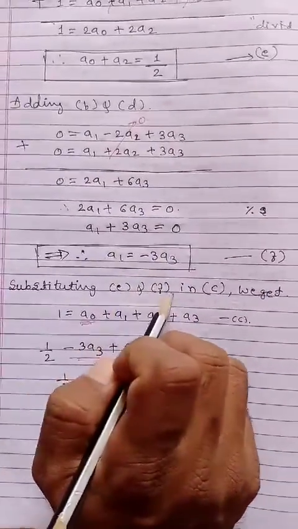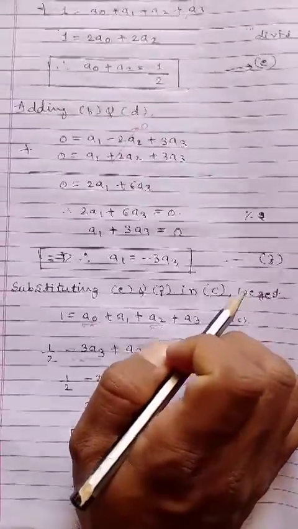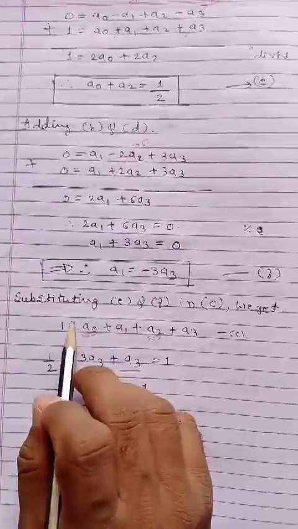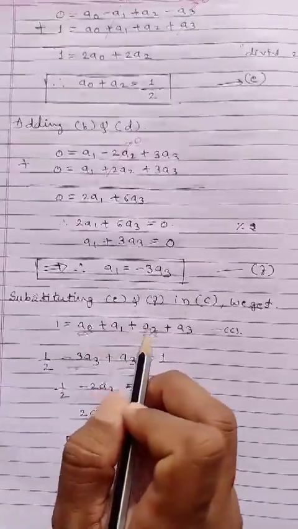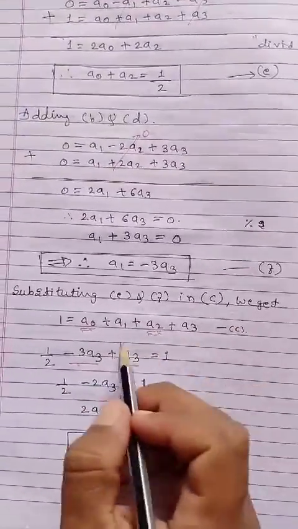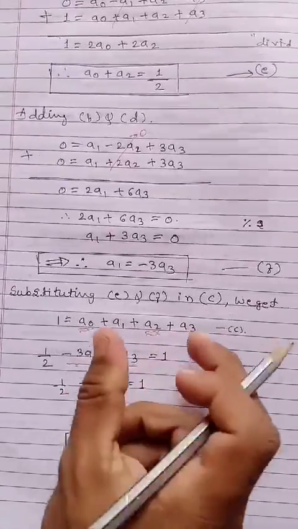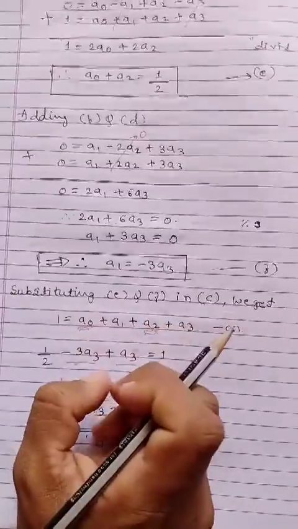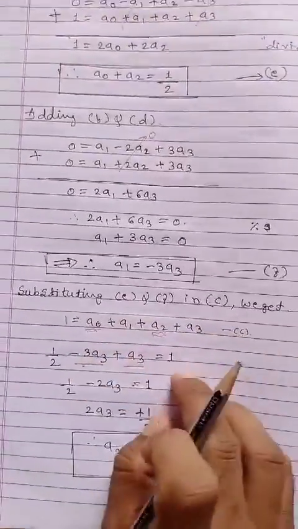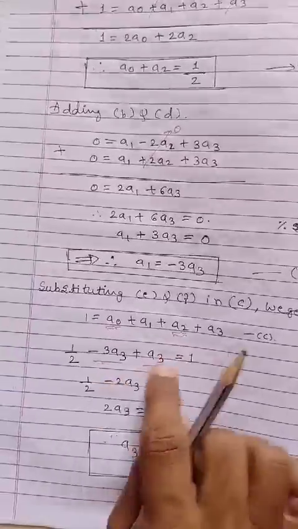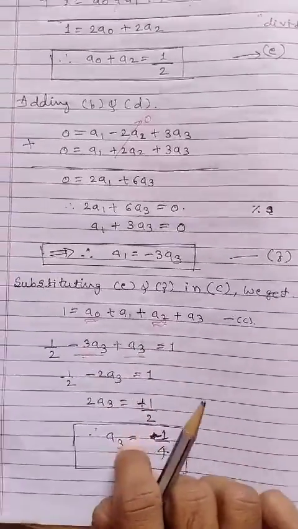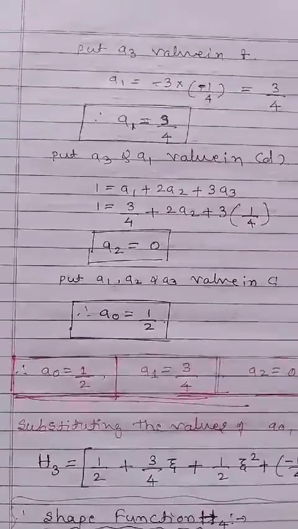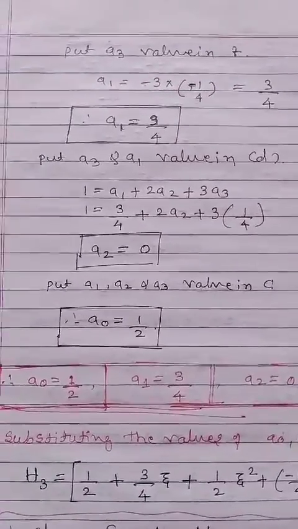Put the value of E and F in equation C, we will get, as previously written on the previous page, 1 is equal to A0 plus A1 plus A2 plus A3. So A0 and A2, we know the value of A0 plus A2 from the previous equation C. I have written the value of A0 and A2 here, plus A3 equal to 1. So again you solve this, you will get the A3 value is minus 1 by 4. So we got the A3 value is minus 1 by 4.